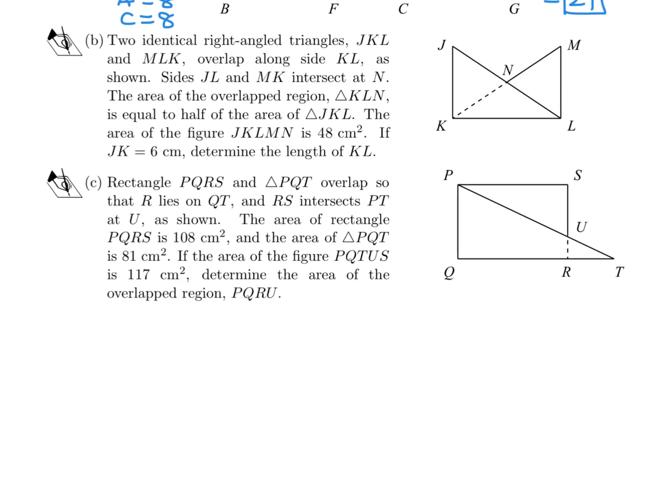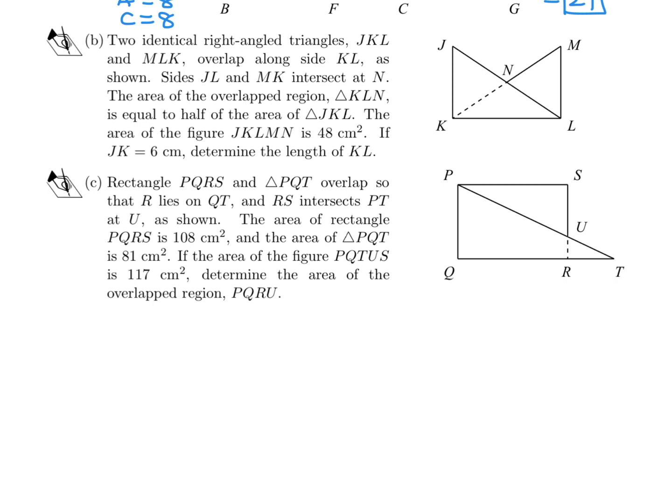Moving right along, two identical right-angled triangles, JKL and MLK, overlap alongside KL, as shown. Sides JL and MK intersect at N. The area of the overlap region KLN is equal to half of the area of JKL. The area of the figure JKLMN is 48. If JK is 6, determine the length of KL.